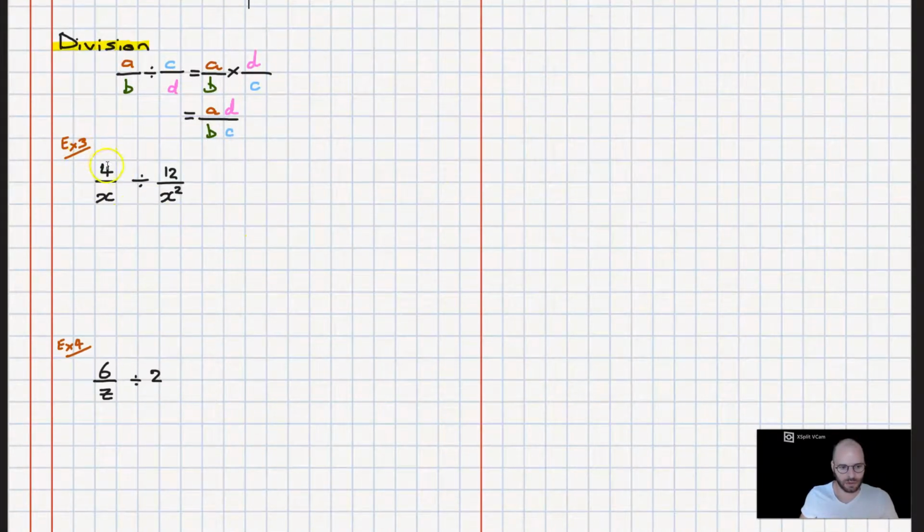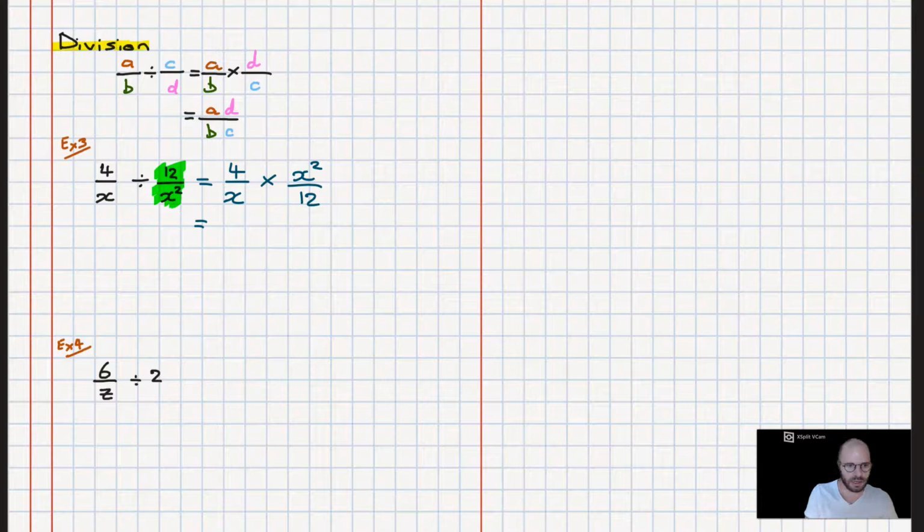So in example 3, we've got 4 over x divided by 12 over x squared. Now, from the last video, we know that the rule involving division is we first turn the problem from a division problem into a times problem, and then multiply it out. To turn it into a times problem, we look at our second factor here, and we flip the fraction about. So we're going to get a 4 over x, which is unchanged. We change our division to a times, and then we turn this denominator upstairs and the original numerator downstairs.